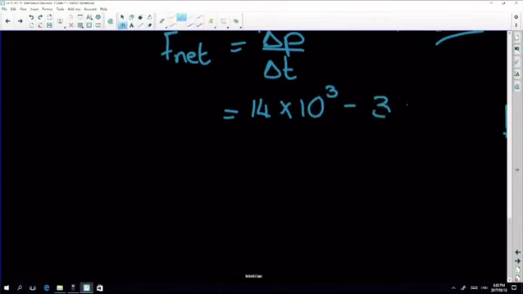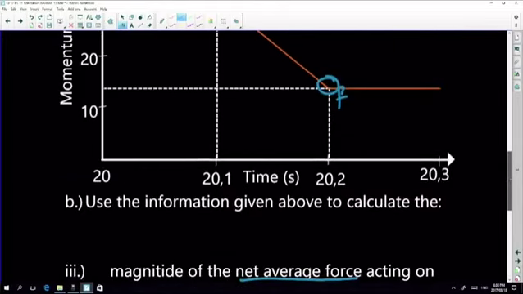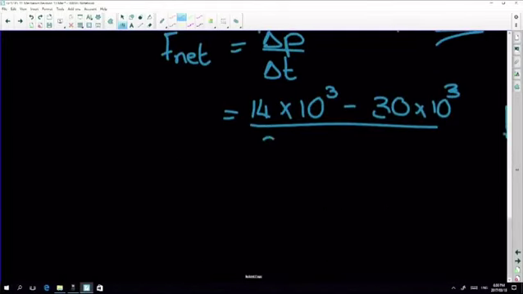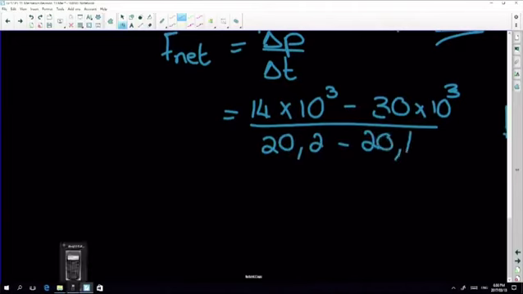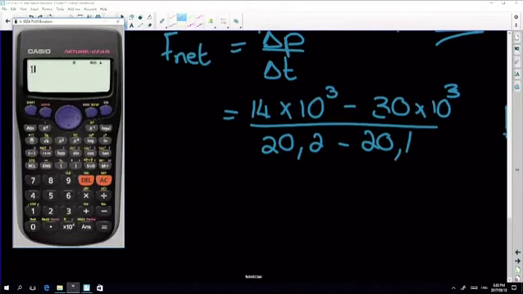Okay, you see, minus 13. But now time. So now we go back to our graph and we go, it's 20.2. Final time minus initial time. Okay, so watch. I definitely can't do this in my head. 14 minus 30. Okay, so I've got minus 16,000. That has to be divided by 20.2 minus 20. I could have done that in my head, but I don't want to. Look at that. Minus 160,000.